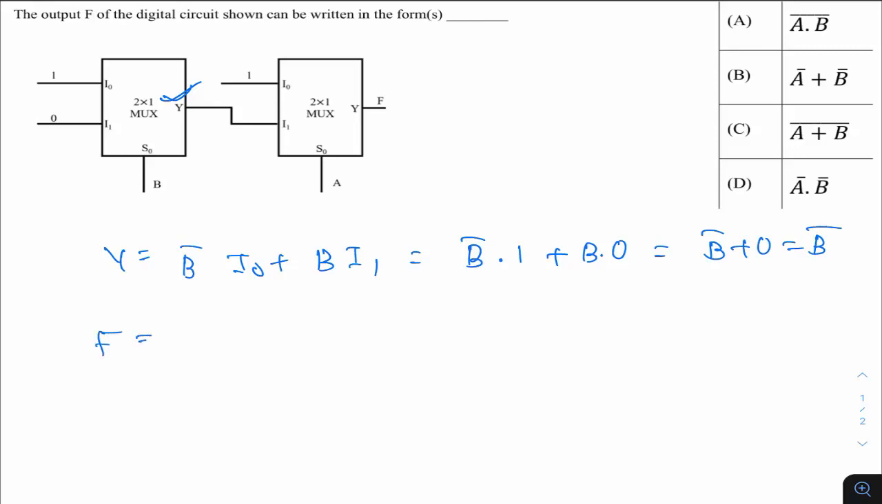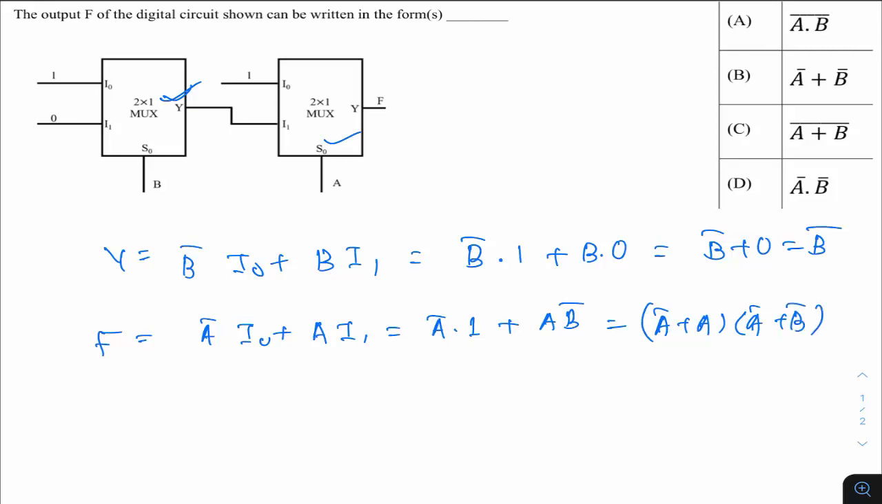Similarly, if I ask you what is F, if you see, the select line is A here. So this is A bar I0 plus A I1. So this is A bar added with 1, plus A with I1. What is I1? I1 is Y, which is basically B bar. So this is A bar plus A B bar. This can be written as (A bar plus A) added with (A bar plus B bar). So that happens to be A bar plus B bar. A bar plus B bar can be written as AB whole complement. By De Morgan's law, if you split AB whole bar, that happens to be A bar plus B bar.